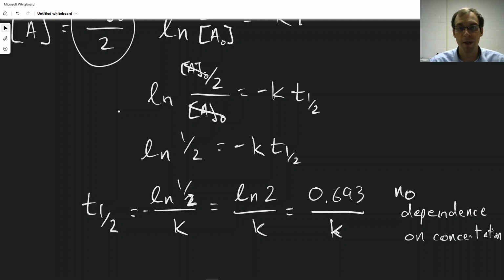The half-life is directly determined by the rate constant, so you can characterize the reaction either way. You can talk about the half-life, or you can talk about the rate constant. They're directly related to each other according to this equation. In the next video, we will look at second-order reactions and their properties.